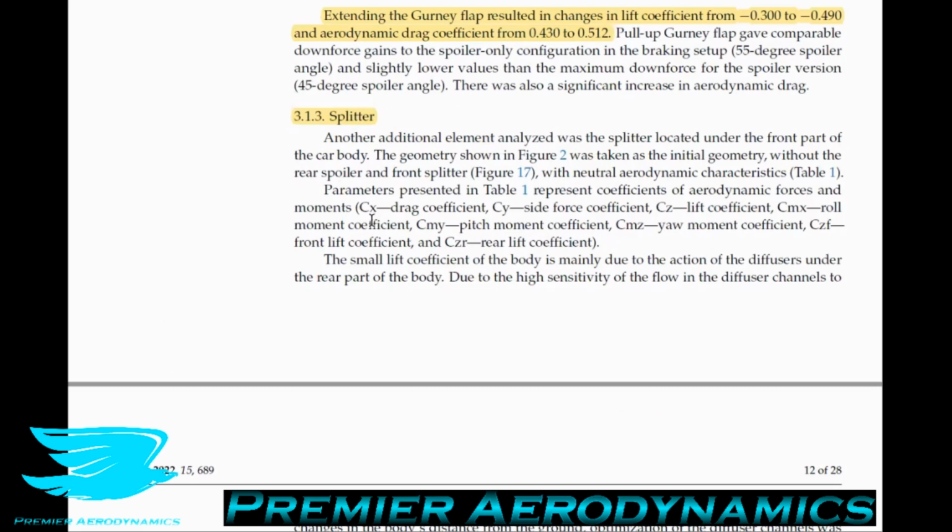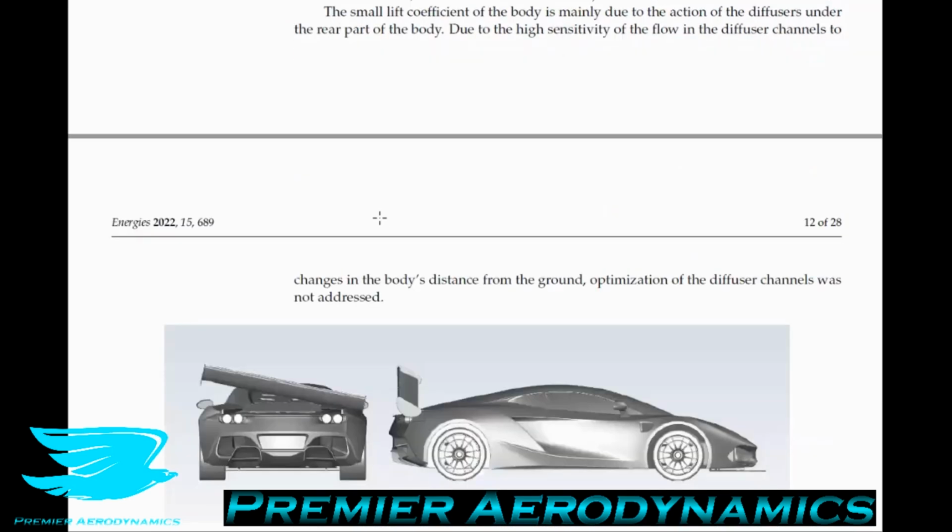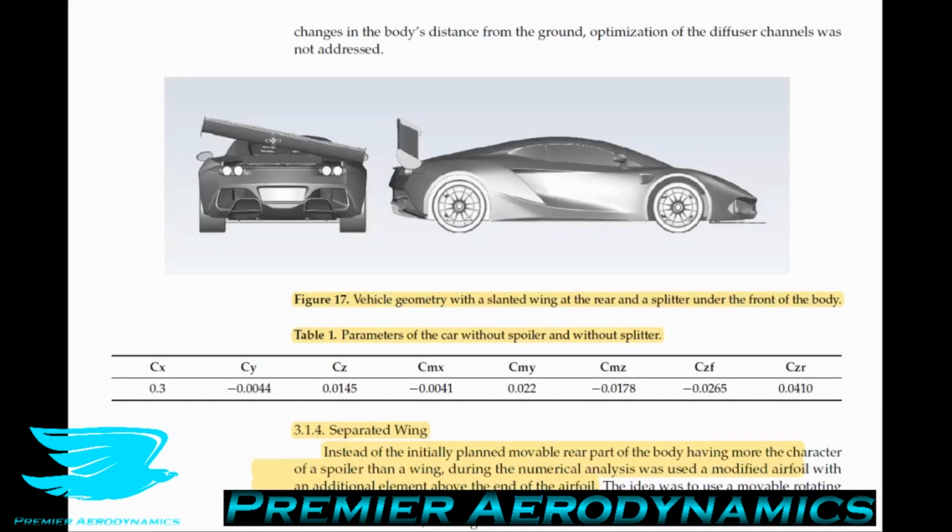So another additional element analyzed with the splitter located under the front part of the car body. The geometry shown in figure 2 was taken as the initial geometry without the rear spoiler and front splitter plate with neutral aerodynamic characteristics. Parameters presented in table 1 represent the coefficients of the aerodynamic forces and moments. The small lift coefficient of the body is mainly due to the action of the diffusers under the rear part of the body. Due to the high sensitivity of the flow in the diffuser channels to the changes in the body's distance from the ground, optimization of the diffuser channels was not addressed.